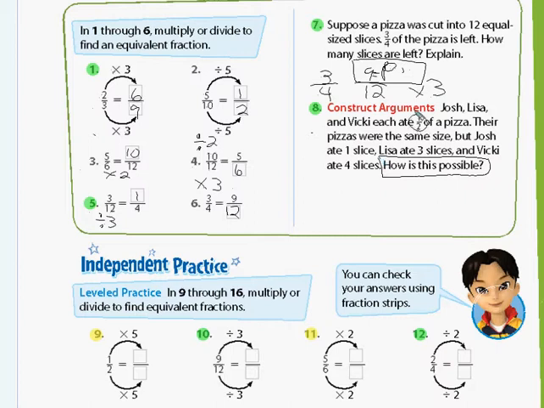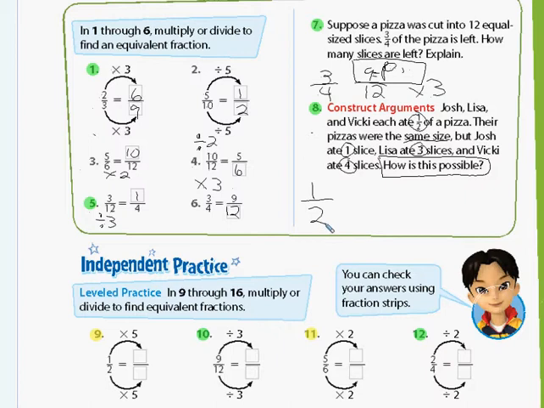So they all ate half their pizza. They were all the same size pizzas. But Josh ate 1 slice, Lisa ate 3 slices, and Vicky ate 4 slices. This is Josh's. He ate one slice. That's the part they're asking about. That's the numerator. And that's telling me that there were 2 total pieces. They cut it in half.